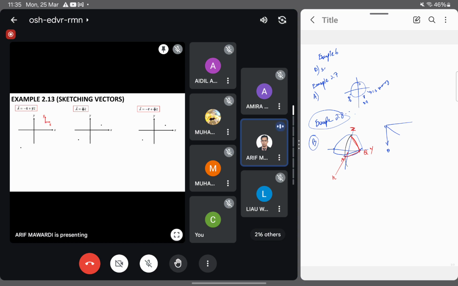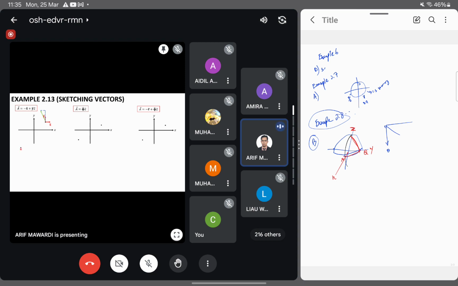Therefore, if I want to sketch the vector, the x component is -1, so it should go opposite to the direction of increasing x. And for the y component, the value is 2, so it should be positive upward, 2 units. So the vector should look something like this.